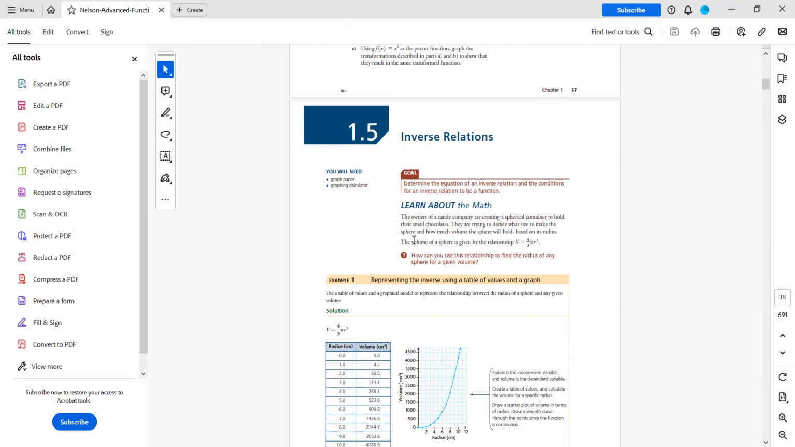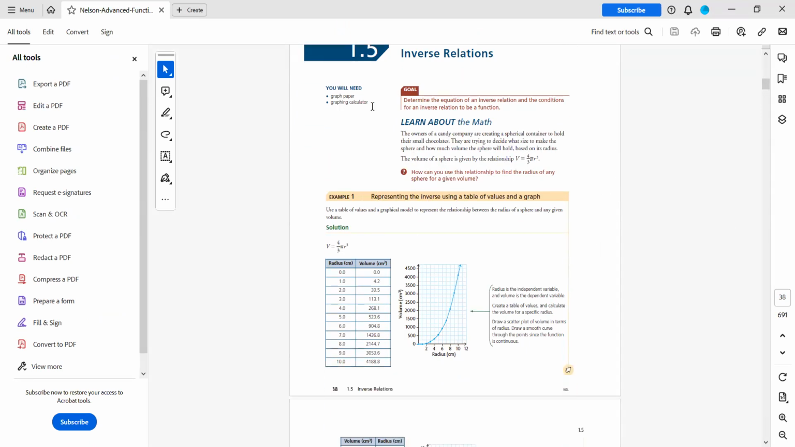Basically, inverse should already tell you something about this function. Inverse means something opposite to what we already get. Please take a moment to read what you're seeing on the screen. I'll get back to you in a minute.